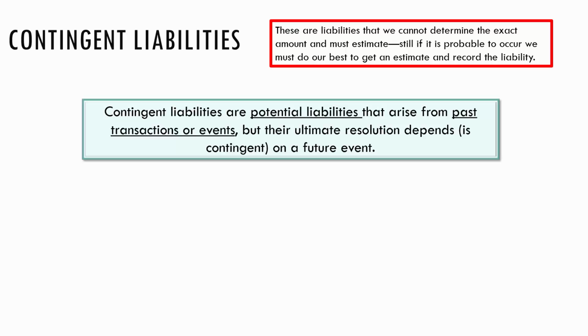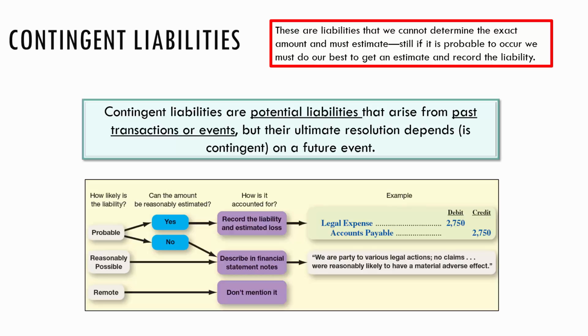Contingencies are those things that are very likely to happen. They are potential liabilities. We have a past transaction or event, but really the value of this liability is going to depend on some future event happening. It's still likely to happen, it's probable, so we need to record a liability, but we understand that the value of the liability may not be as exact as some of the other liabilities we've talked about.